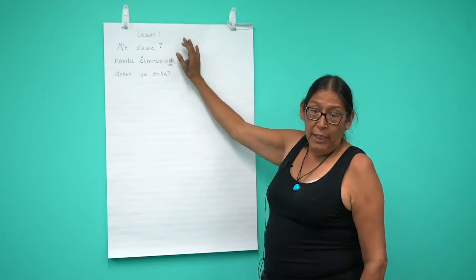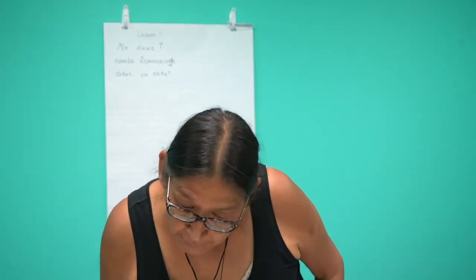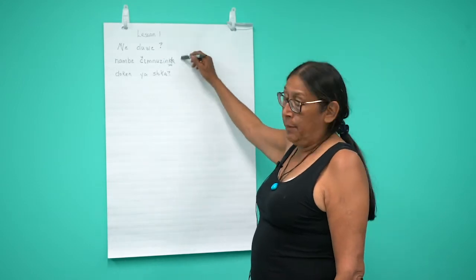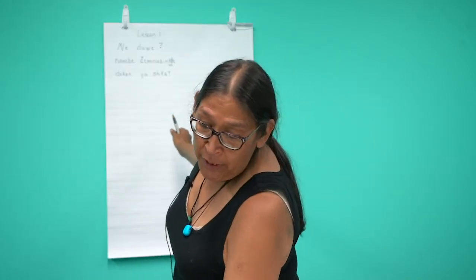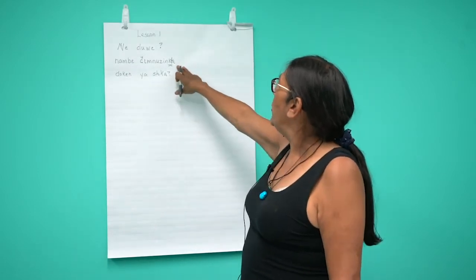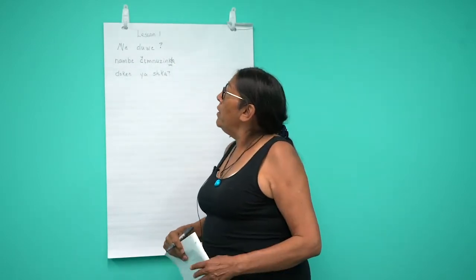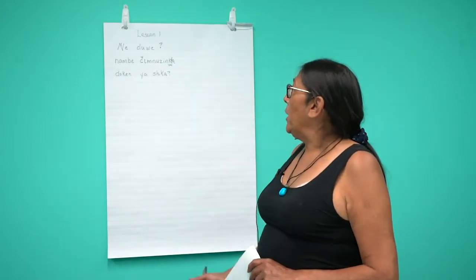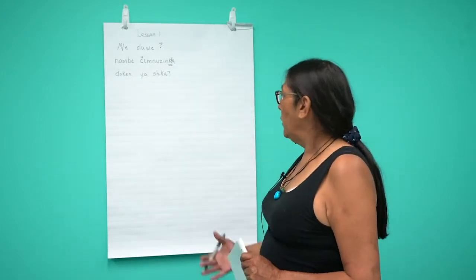Nadue. That's from your lesson one. You should know. Remember the basic phrases that we learned last week? Nadue. Who are you? Nabechim nuzinkt. I will shake your hand. Dokenyeshka. How are you doing? How are you getting along? How are you going around? How are you doing?